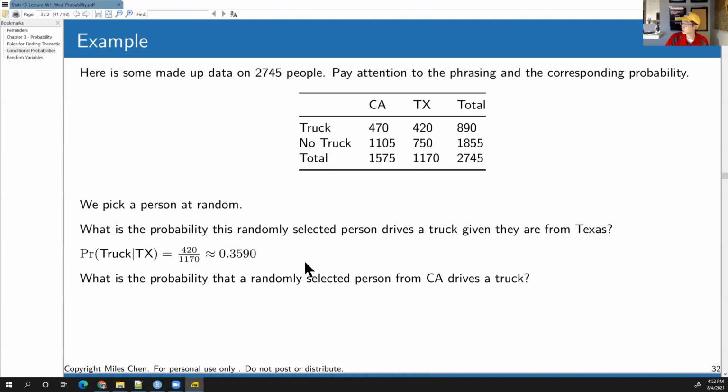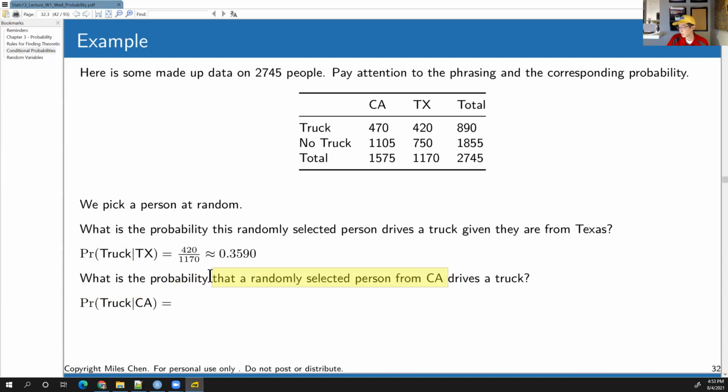Okay. What is the probability? And so here the question is phrased a little bit differently. What's the probability that a randomly selected person from California drives a truck? The way we would formulate this given probability is the same: probability of truck given California, right?